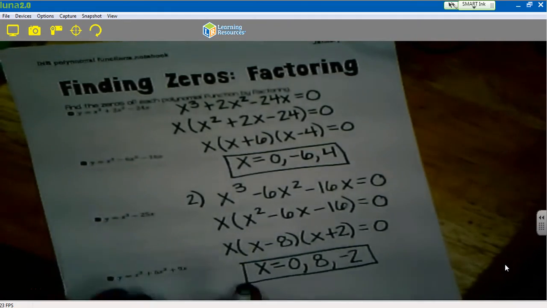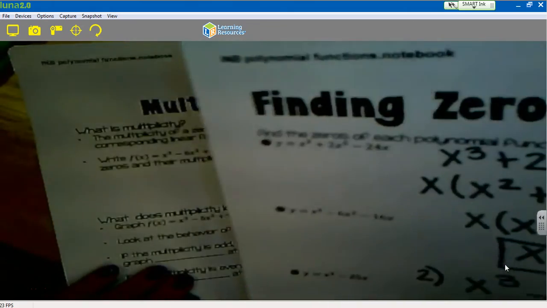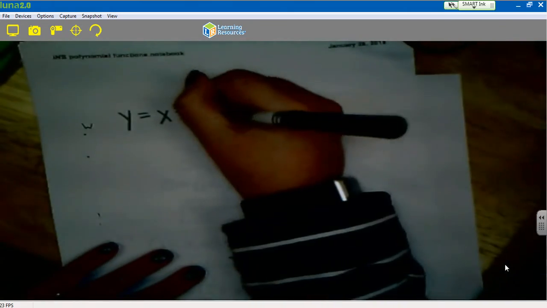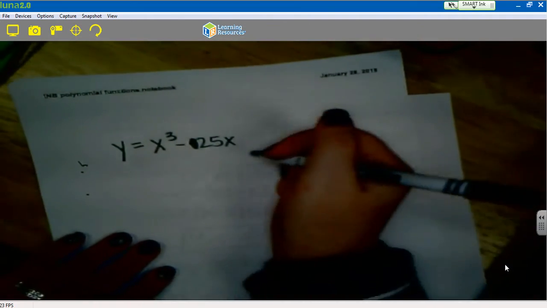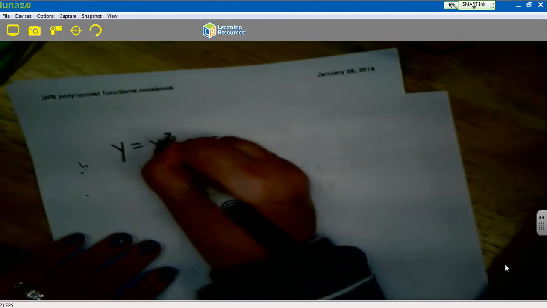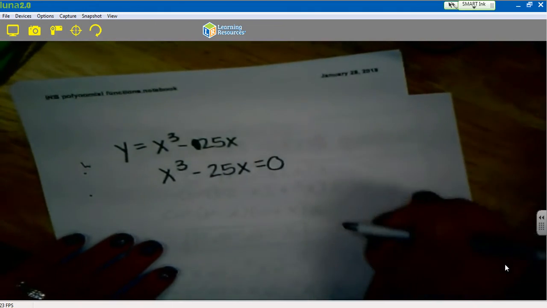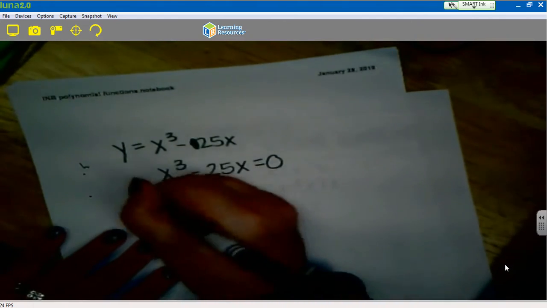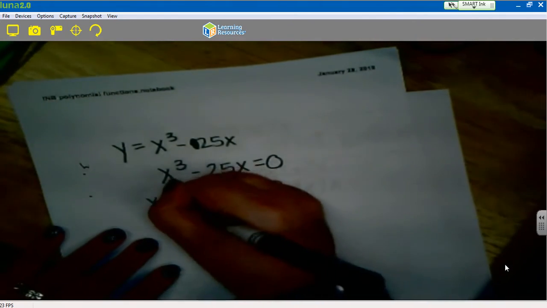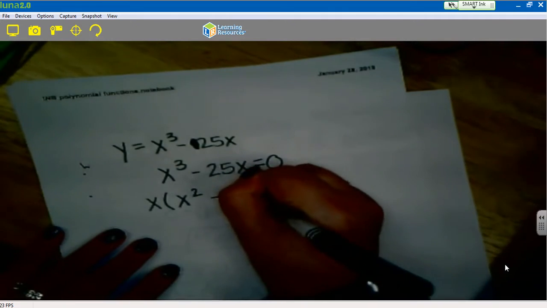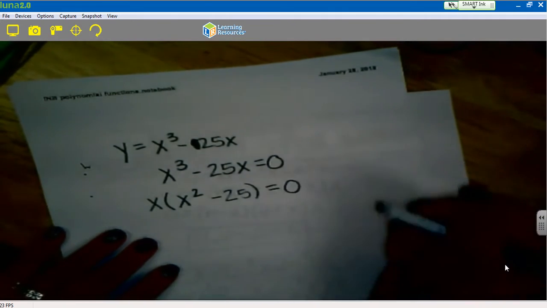Let's take a look at number 3. Oops, that one's not there. It's just x cubed minus 25x. So we're going to set that equal to 0. GCF here is x, leaving us with x squared minus 25 inside the parentheses.